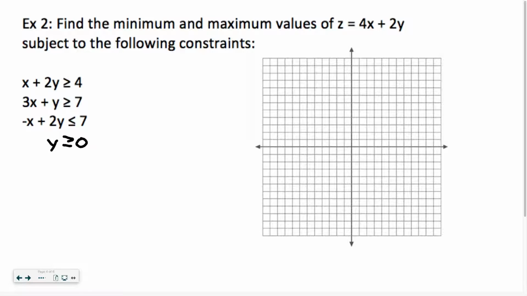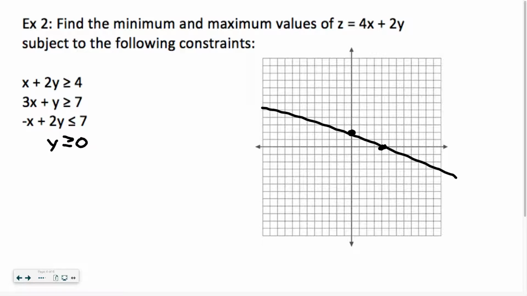Start with the first one. What's your x-intercept? 4. Y-intercept? 2. Plot those 2 points for me. X-axis 4. Y-axis 2. Solid line. Would you be shading above or below that line?